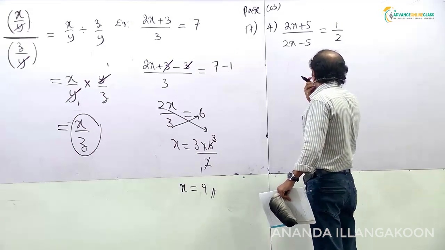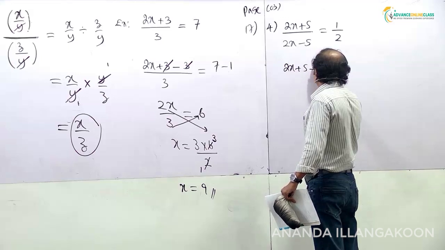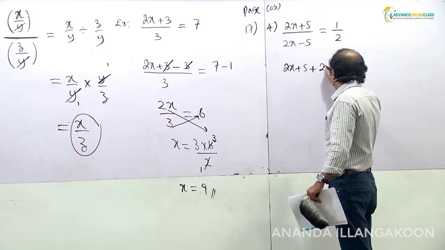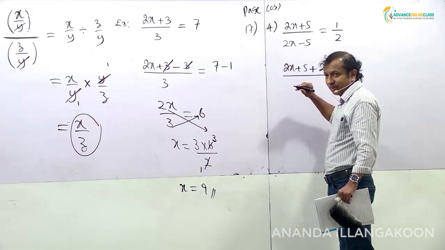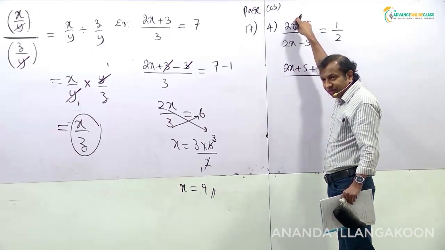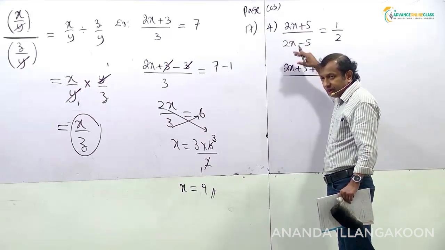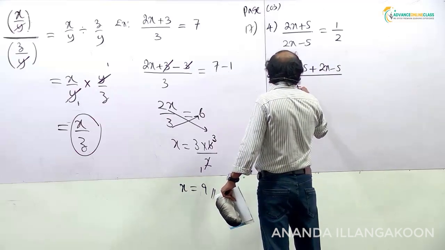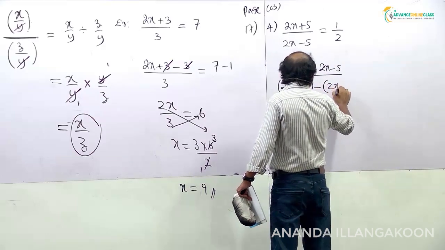Yes. Once we apply this rule, 2x plus 5 plus what? This we have to add to numerator, no? Yes. 2x minus 5. Divide by what, people? From this, we subtract this. And where do we write it? Below the line. Okay? Right. 2x plus 5 minus 2x minus 5.